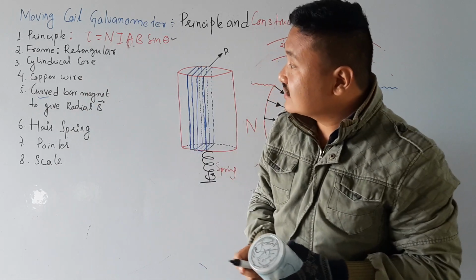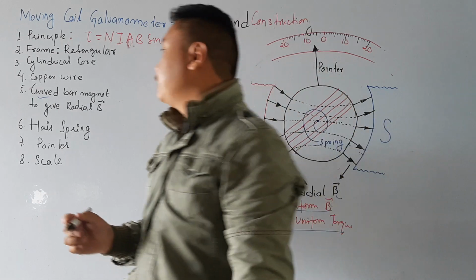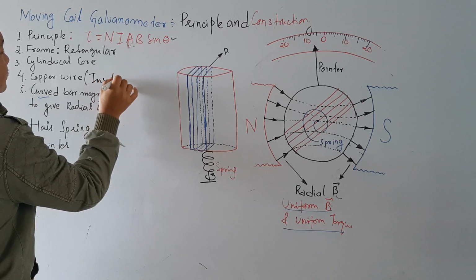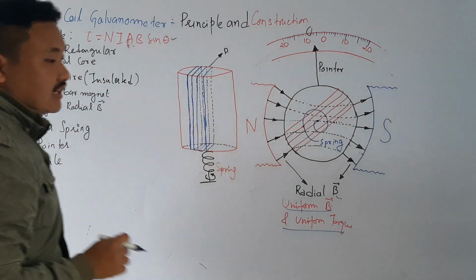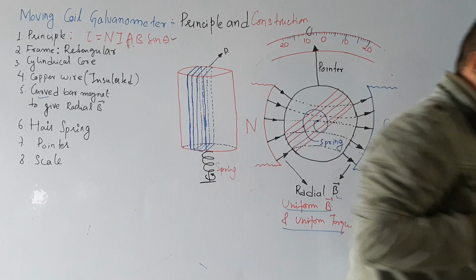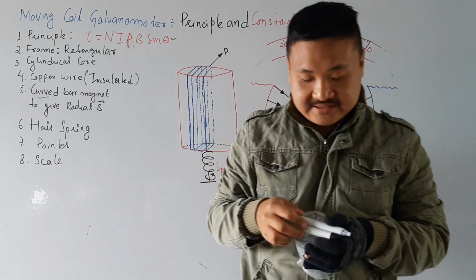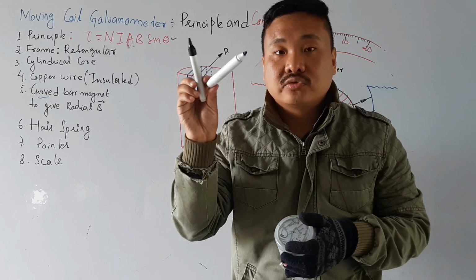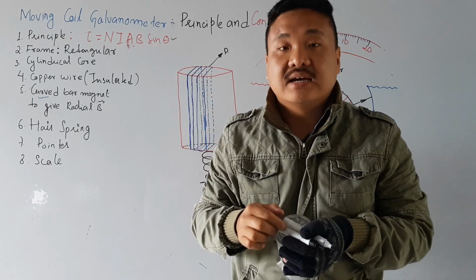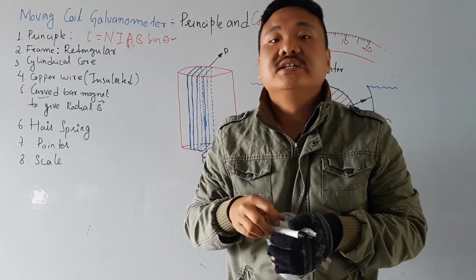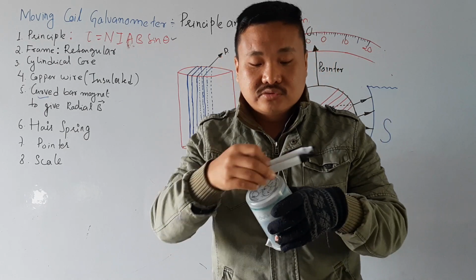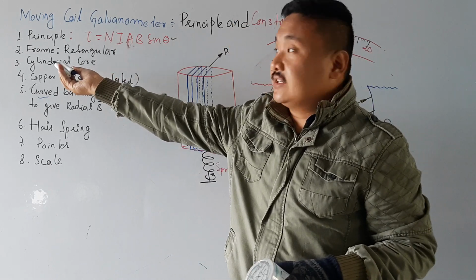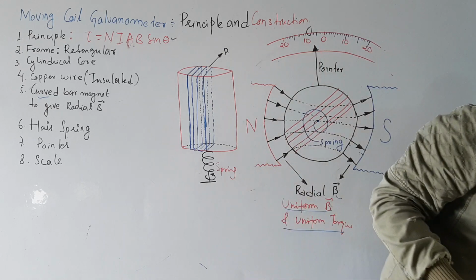Next is copper wire. This copper wire is insulated, please remember. It means that even if the wires are touching like this, the current in this wire will not flow through that wire. It means that they are separate. So these are insulated copper wires which are used to wind all over the rectangular frame.